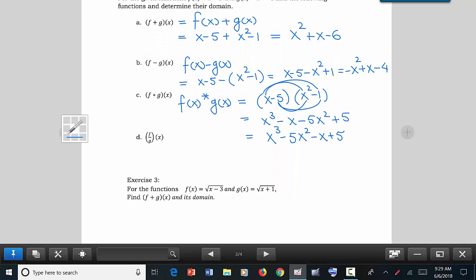Number D, we are dividing f by g. The meaning of this notation is divide f of x by g of x. So f of x, x minus 5, divided by x squared minus 1. We cannot do anything here. That's why that is the final answer.